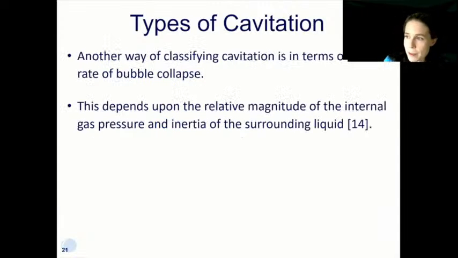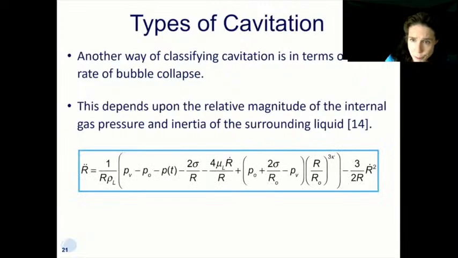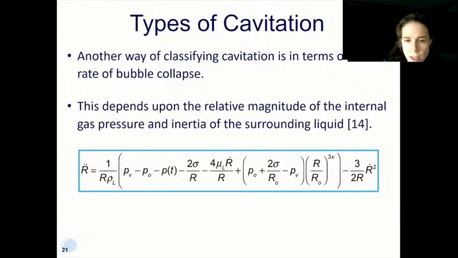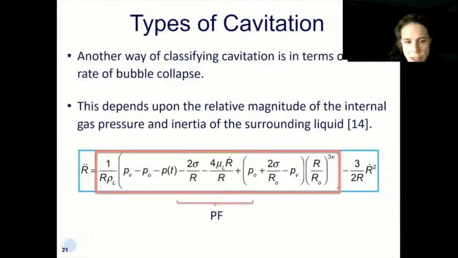A slightly more mathematically rigorous way of classifying cavitation refers to the rate of the bubble collapse. So this can be related directly back to the equation of motion of the bubble, and particularly the competition that exists between the pressure of gas inside the bubble and the inertia of the surrounding liquid. If we go back to our Rayleigh-Plesset equation and rearrange it slightly, the pink box here is showing us the so-called pressure term.